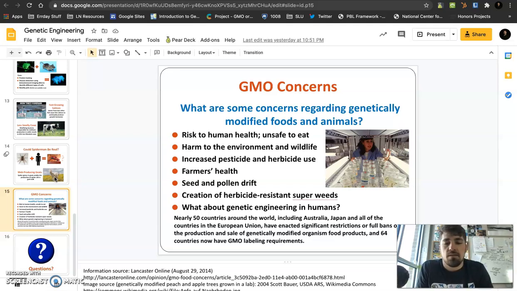But then the whole human idea is what we really want to think about. Nearly 50 countries around the world, including Australia, Japan, and all of the countries in the European Union, have enacted specific restrictions or full bans on the production and sale of GMOs. And the reason being, are they safe? We don't know. We don't know enough at this point to really discern whether they're safe to use or not.